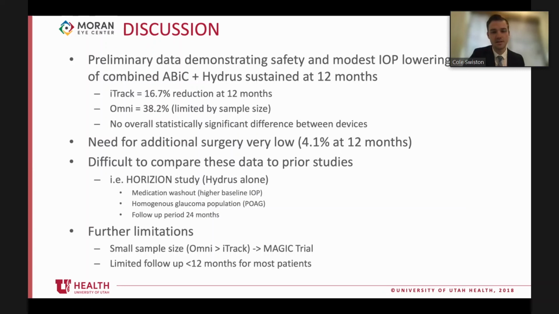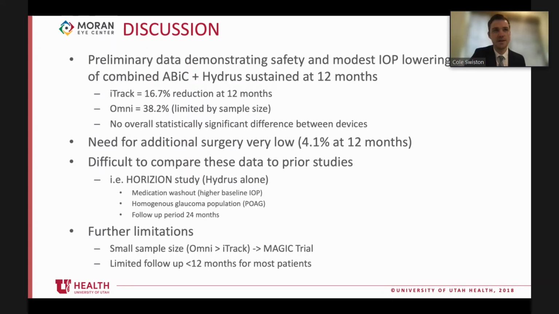And I don't want to draw premature conclusions from this study by comparing it to existing literature. The main study we have on Hydrus alone is the Horizon study, and there were significant differences between that and our study here. Number one, the Horizon was a prospective study, and as such, all of the medications were washed out prior to applying the intervention. So that cohort had a higher baseline IOP. It was also a homogeneous glaucoma population with POAG only, whereas our retrospective study has a variety of glaucoma diagnoses. And they followed patients for 24 months.